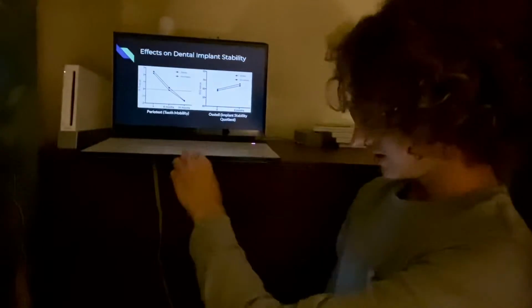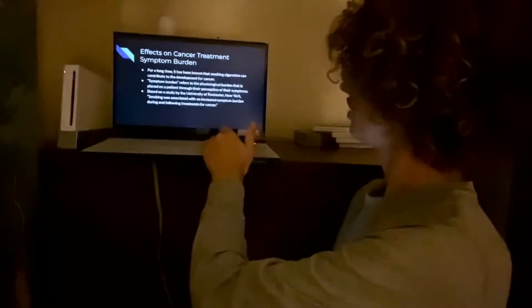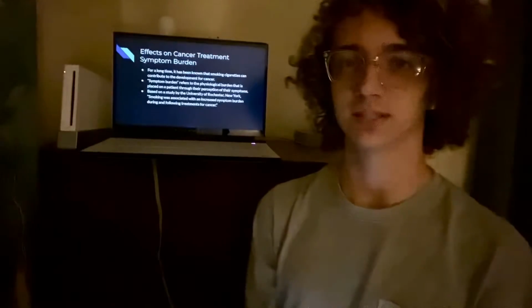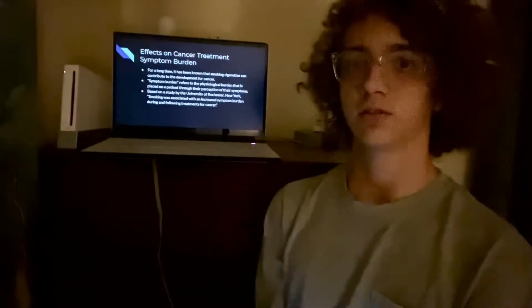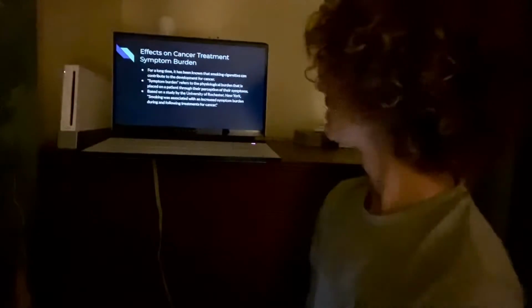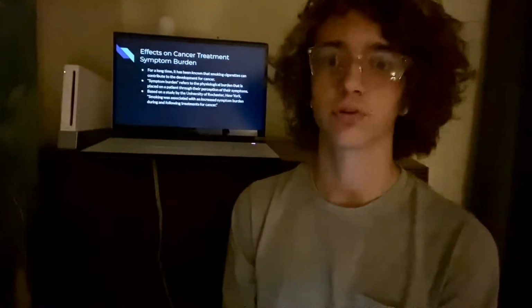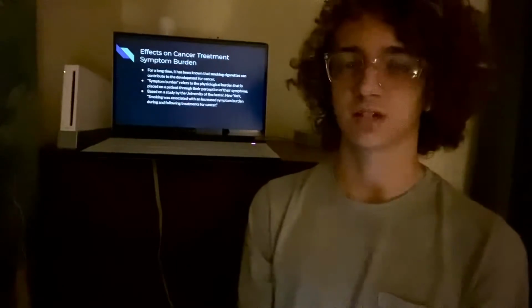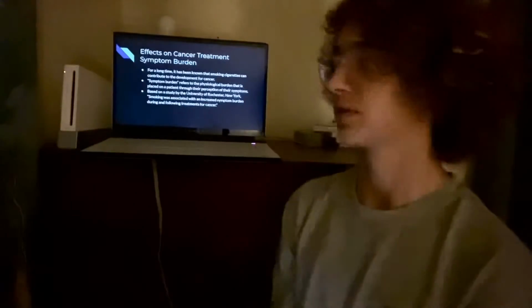Lastly, an effect that's related to the most well-known effect of smoking, which is cancer, we have the effects on cancer treatment symptom burden. Before I analyze this effect, let me explain the relation to smoking and cancer. For a long time, it's been known that smoking cigarettes can contribute to multiple different types of cancer, especially lung cancer, throat cancer. Many different types of cancer have been known to be caused by smoking or influenced by smoking.